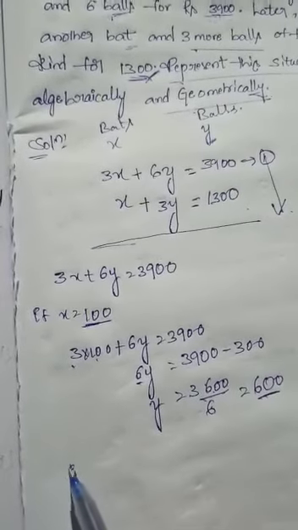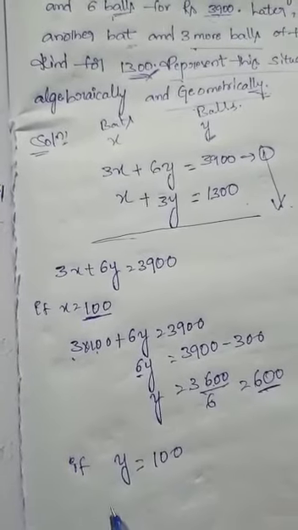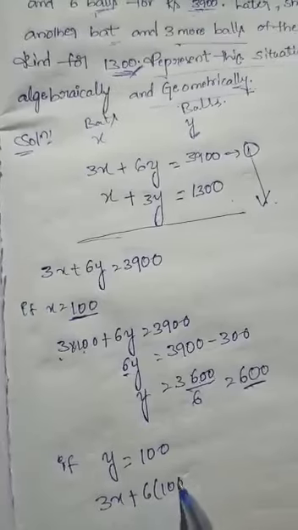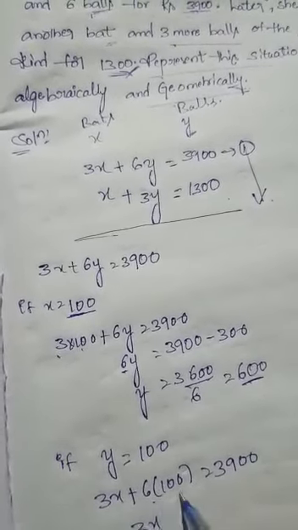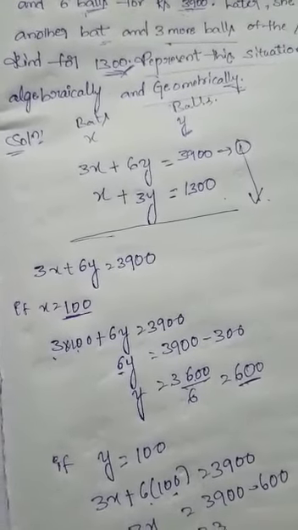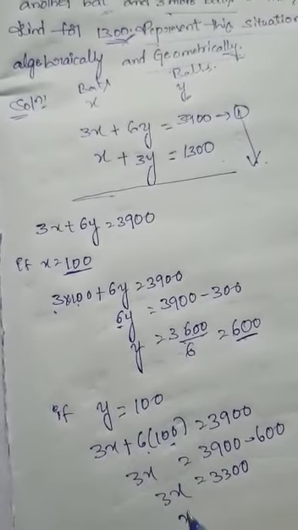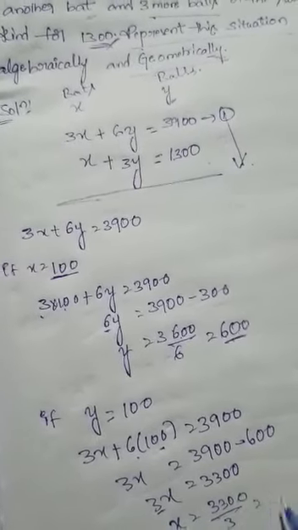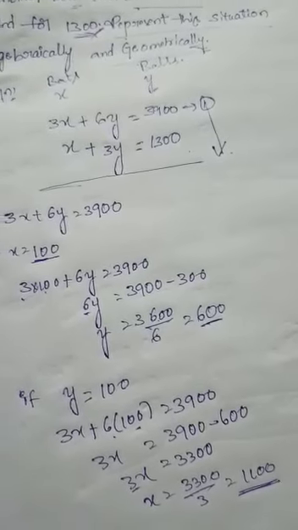Next, if I take y equal to 100, 3x plus 6 into 100 is equal to 3900. 3x equals 3900 minus 600, which is equal to 3300. 3x equal to 3300, so x equals 3300 divided by 3, which is equal to 1100. Here the x value is 1100.